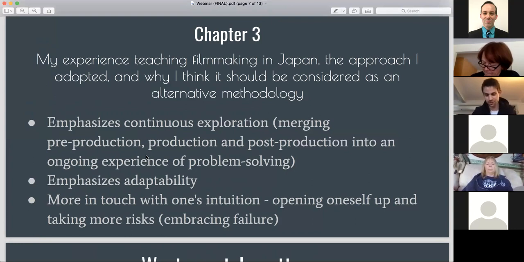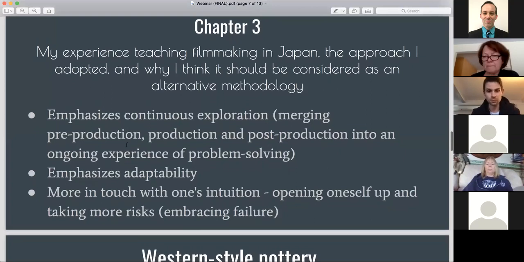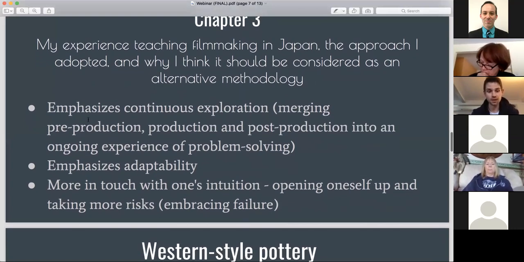And I was really intrigued by that. And I think that's a good model to be looking at. And this is what essentially my third chapter is going to be based on, which is this kind of brick bridge methodology. And as I have here, it shows that it's something that emphasizes continuous exploration, which is merging the pre-production, production, and post-production phases into one continuous kind of problem-solving exercise, basically.